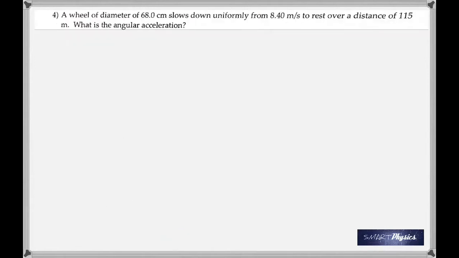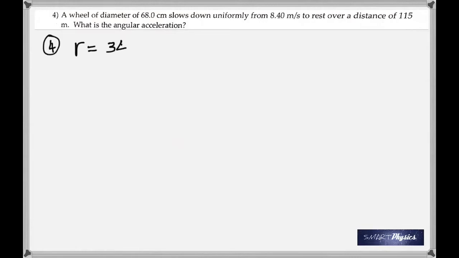Number 4, the diameter is 68 centimeter, slows down uniformly from 8.40 meter per second to rest. So those are the two linear velocities, the initial linear velocity and the final, over a distance of 115 meters. Now that's the linear distance. What is the angular acceleration, which means what is alpha? So since you're given the linear velocity and you also have the radius, you have to first convert it into the angular terms.